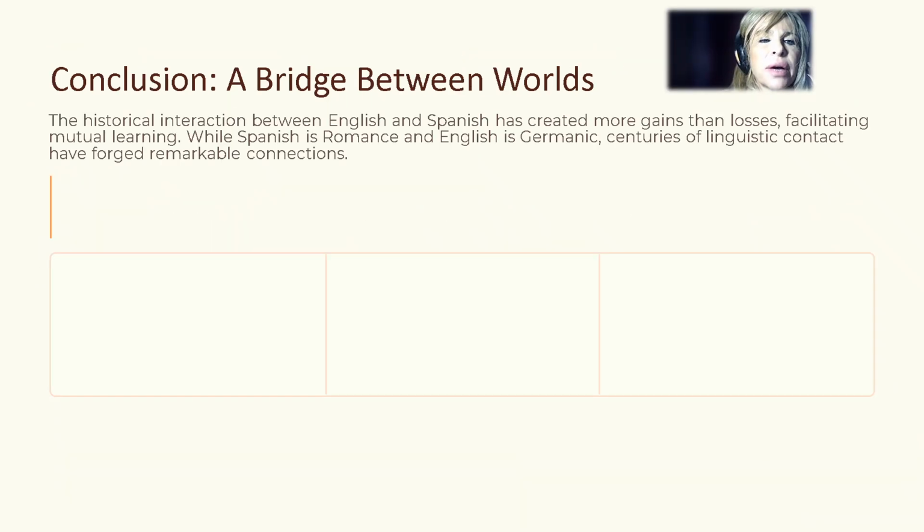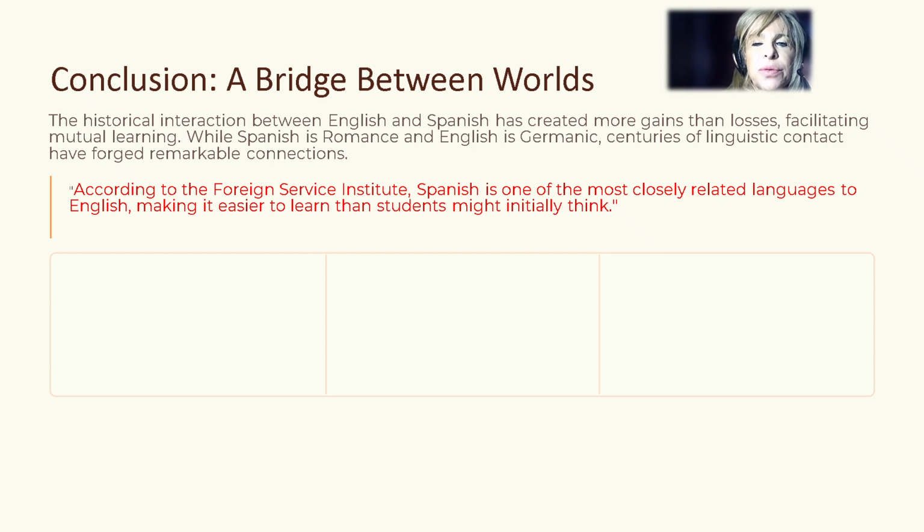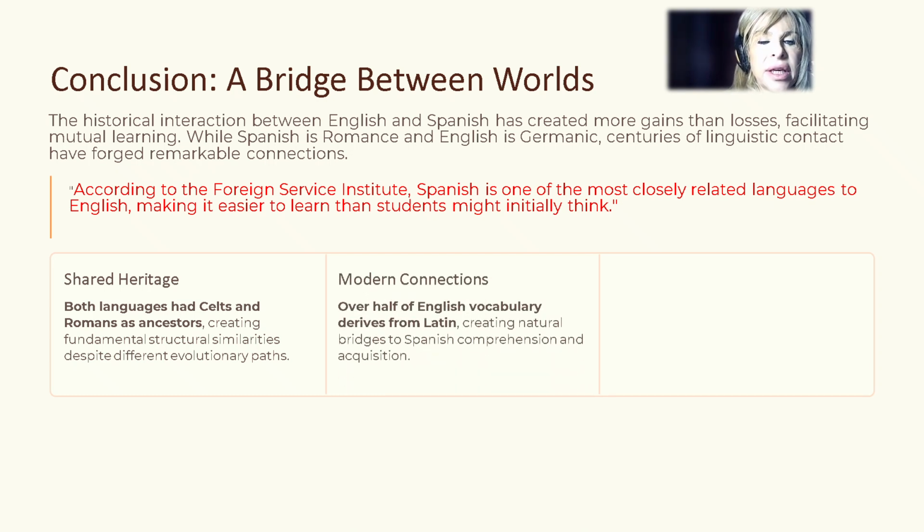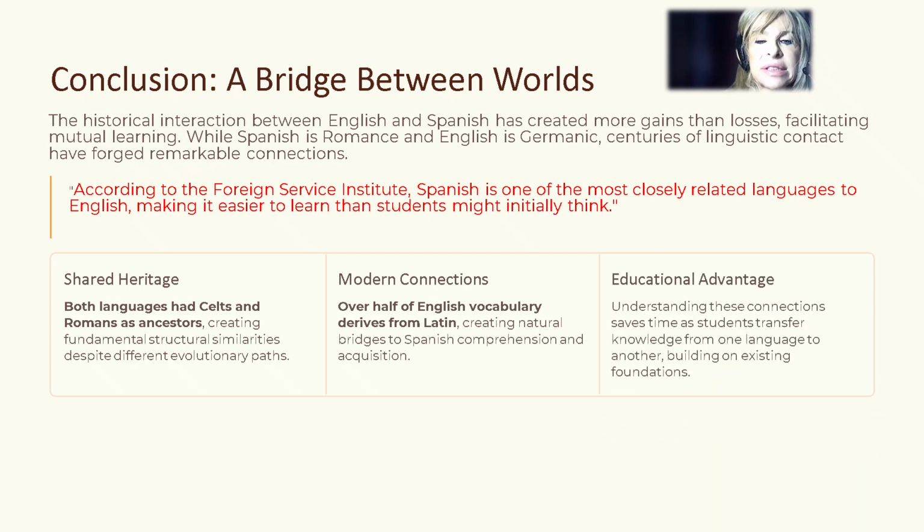So as a conclusion, I will say that the historical interaction between English and Spanish has created more gains than losses, facilitating mutual learning. And according to the Foreign Service Institute, Spanish is one of the most closely related languages to English, making it easier to learn than students might initially think. Because of their heritage, both languages had Celtic and Romance ancestors and modern connections. One half of English vocabulary derives from Latin.